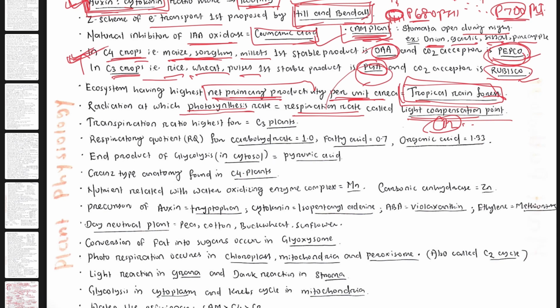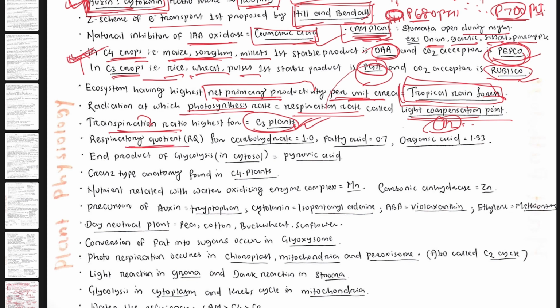Then transpiration ratio, it is highest for C3 plants. What is transpiration ratio? Transpiration ratio means for 1 kg dry matter production, how many liters of water are transpired through a crop. So that is highest for C3 crops. So water use efficiency is lower for C3 crops and transpiration ratio is higher for C3 crops or C3 plants. So you have to remember this.